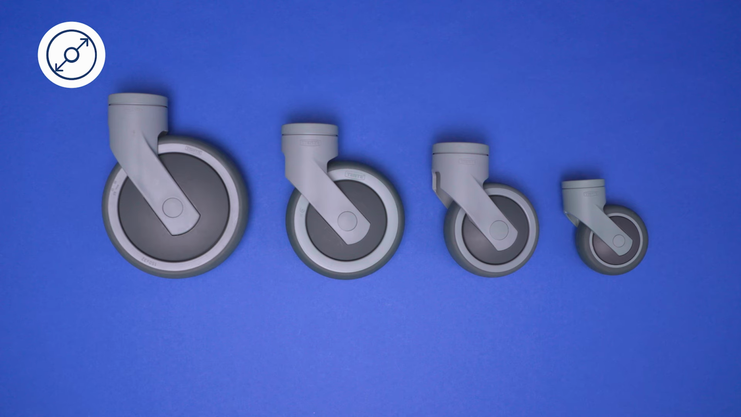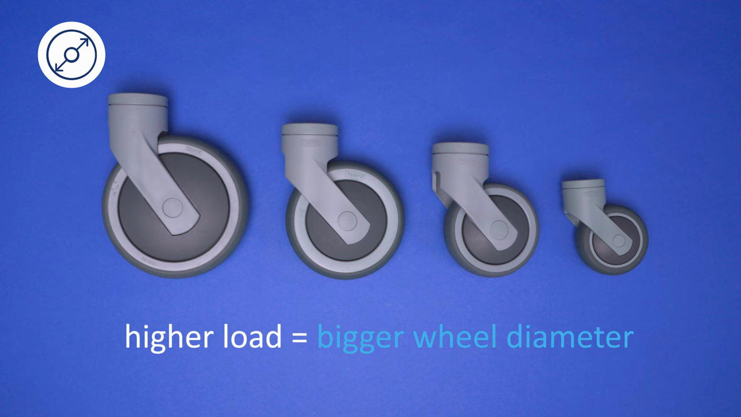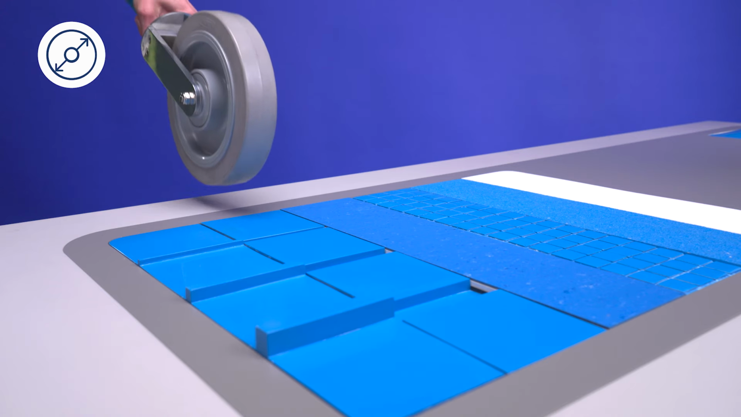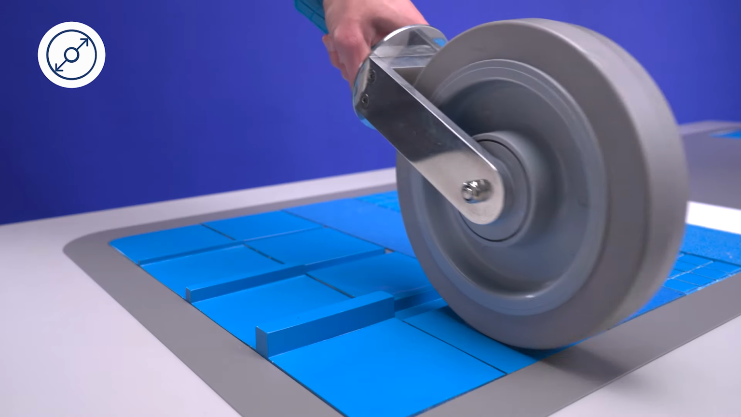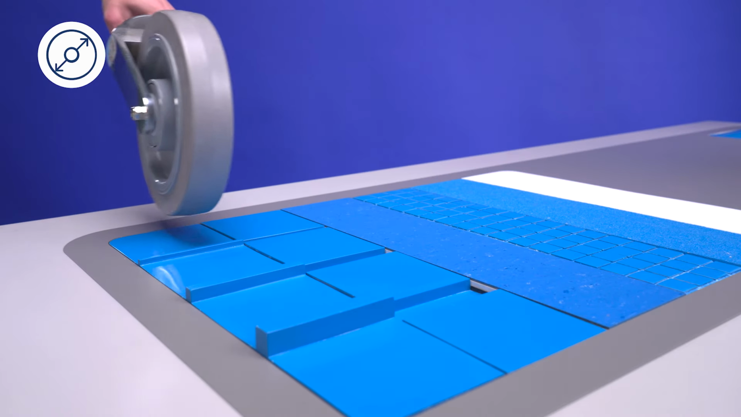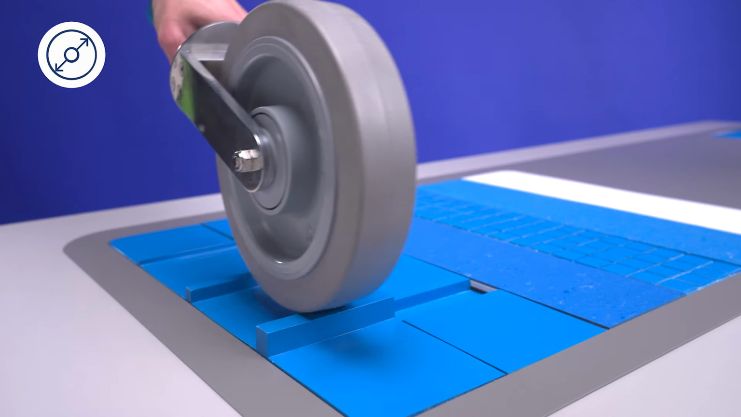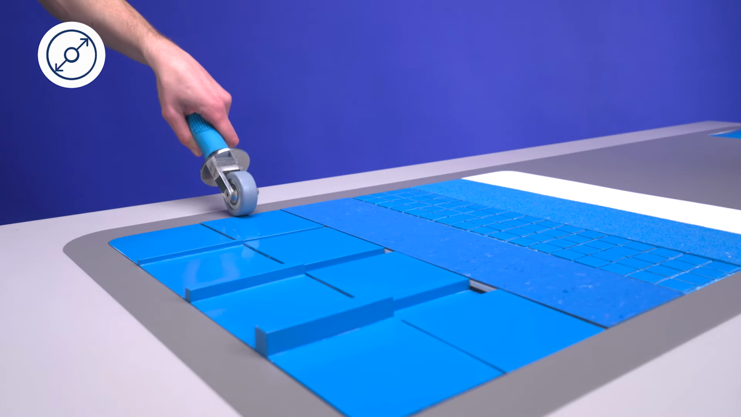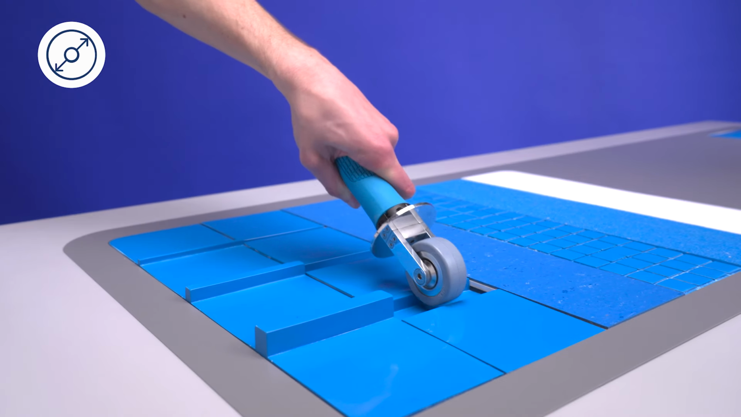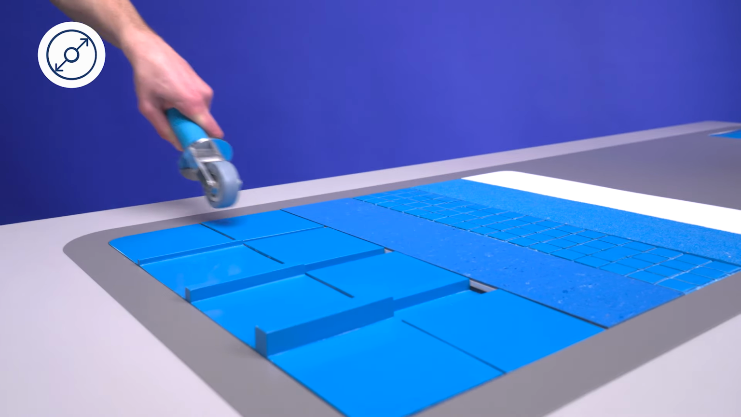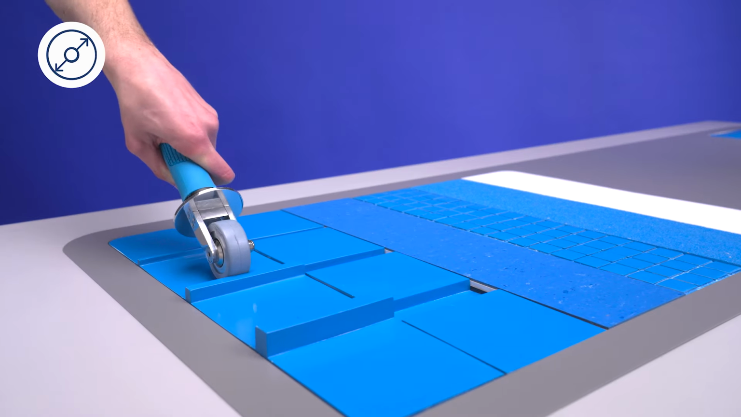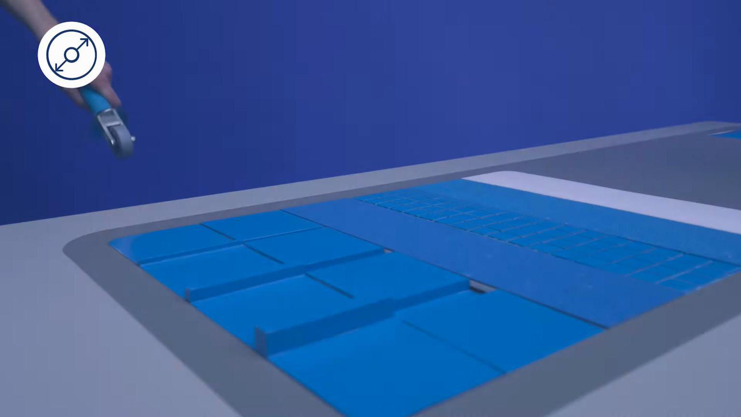Regarding load demands, this general rule applies to most situations. The higher the load, the bigger the wheel diameter should be. In addition, with larger diameters, obstacles and uneven grounds can be overcome easily. With small diameters, passing obstacles can be difficult. That's why the selection of the wheel requires much more attention than you might think at first glance.